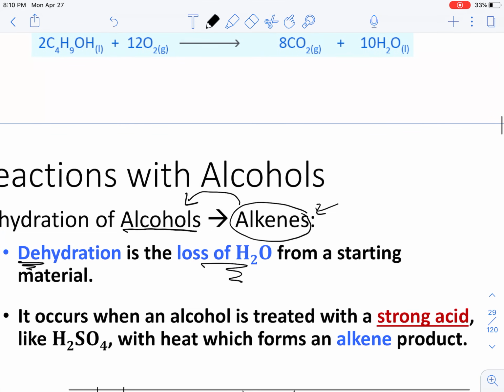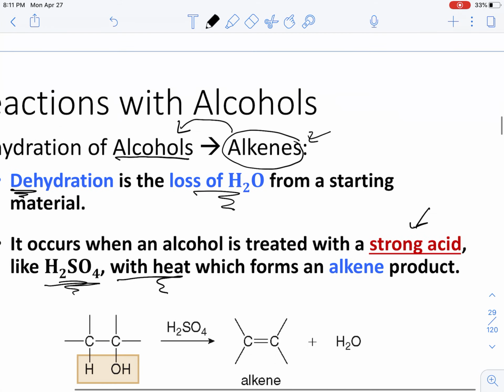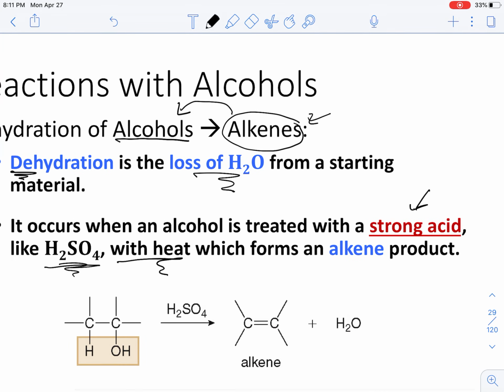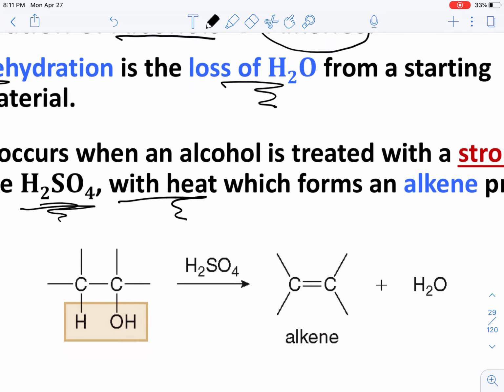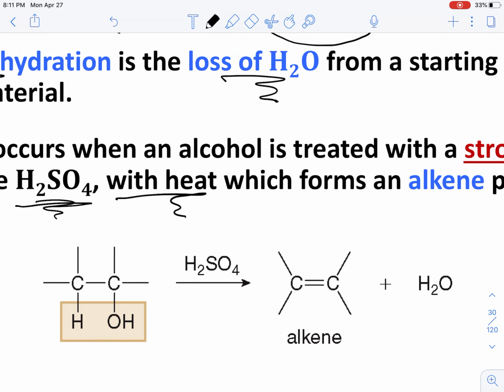The catalyst that we're going to be using to perform this dehydration reaction is actually the same catalyst that we used when we were performing a hydration reaction. It's still going to be H2SO4 in the presence of heat. Let's go ahead and look at this visual here. The reactant that's on the right represents any type of alkane compound with an alcohol.